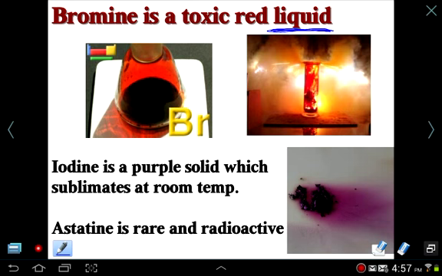Iodine is a solid, but iodine sublimates at room temperature. So if you just leave it, you can actually see it becoming a gas in front of your eyes. It does not go through the liquid state. Astatine is not too well known. You can't have too much fun with astatine as it is radioactive.